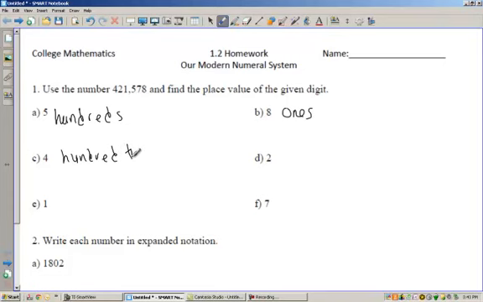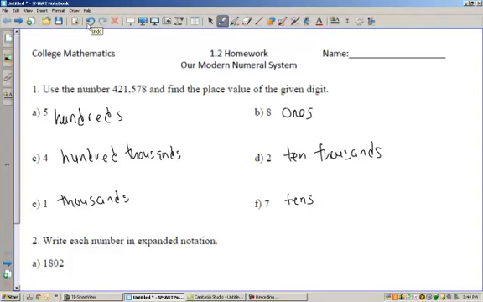100 thousands. The 2 is in the 10,000s spot. The 1 in the 1,000 spot. Right, so just thousands. And finally, the 7 is in the 10 spot, or the 10th place, right? These spots are all places. Okay, so that's the idea.